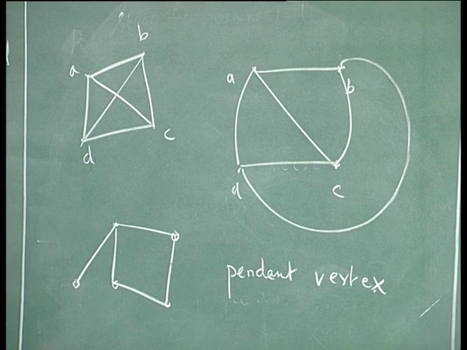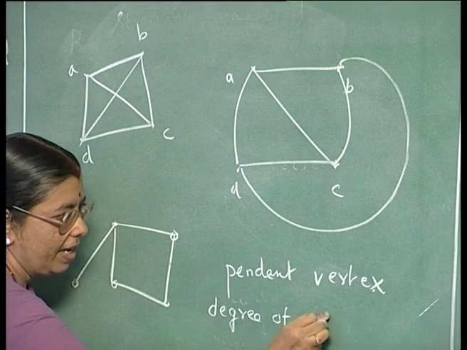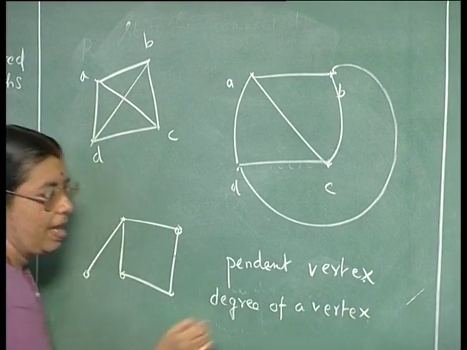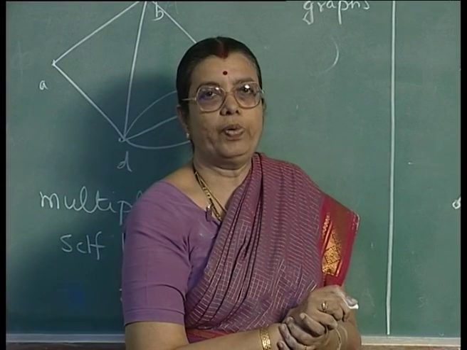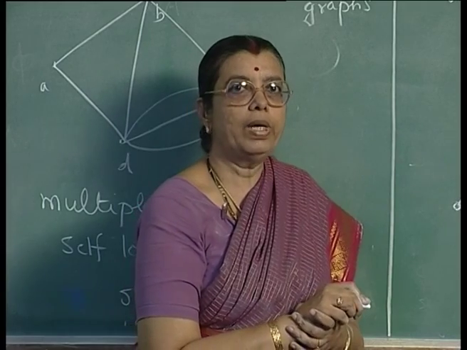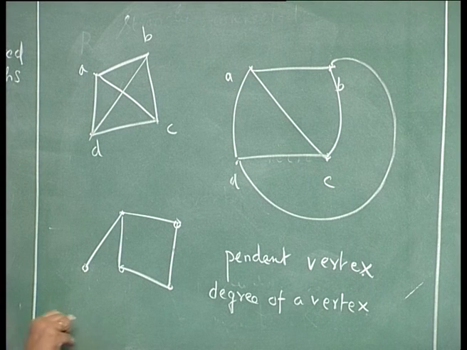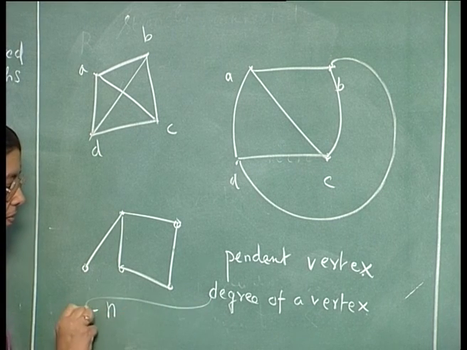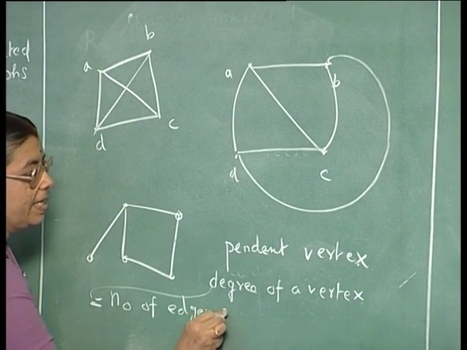Now, here we talk about the degree of a vertex. What is the degree of a vertex? In the case of directed graphs, we talked about in degree and out degree. Here there is no such thing. When you have undirected graphs, you have only degree. The degree of a vertex is the number of edges incident on that.